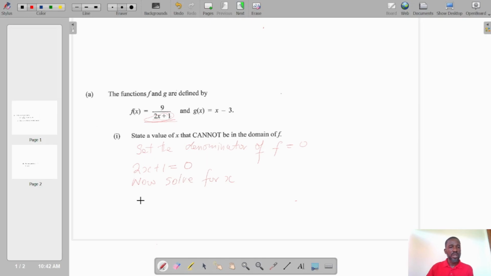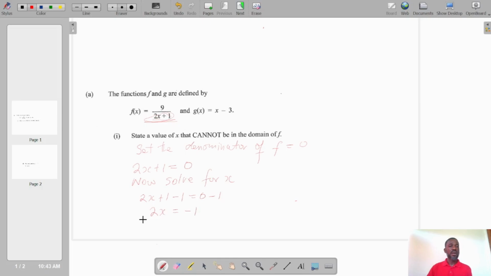Since we have 2x plus 1, in order to get rid of this 1 first, since we are adding 1, we are going to subtract 1 from both sides. So we have 0 minus 1, and on the left 2x plus 1 minus 1. Positive 1 minus 1 gives us 0, so we are left with 2x equal to 0 minus 1, which gives negative 1. So 2x is equal to negative 1.